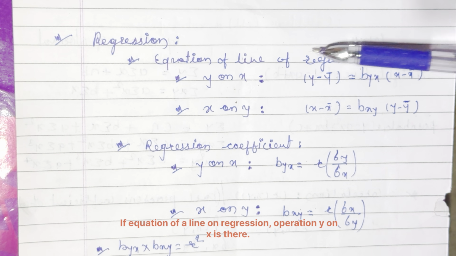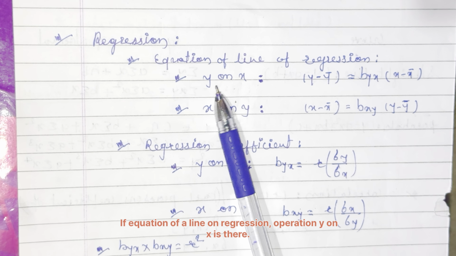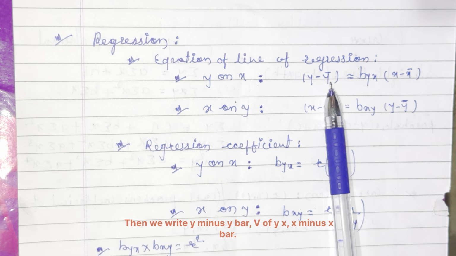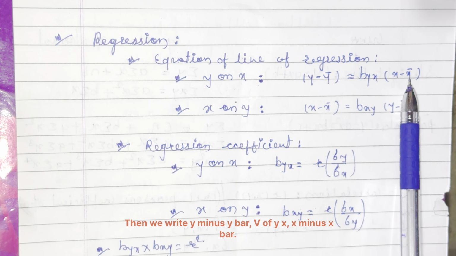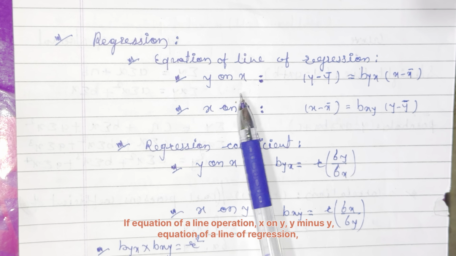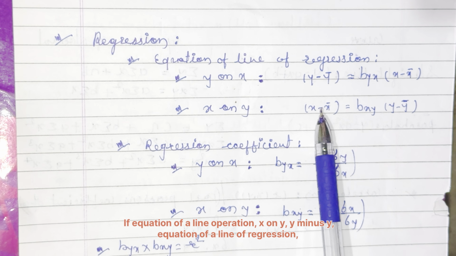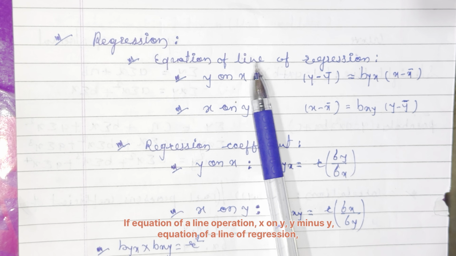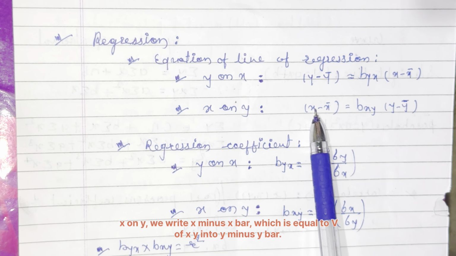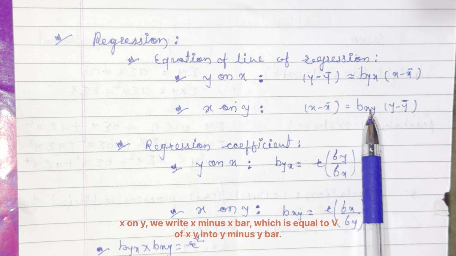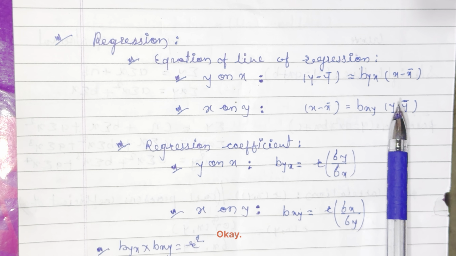Under regression we learn the equation of a line of regression. If it is the equation of the line of regression of y on x, then we write y minus y bar equals b of yx into x minus x bar. If it is the equation of the line of regression of x on y, we write x minus x bar equals b of xy into y minus y bar.